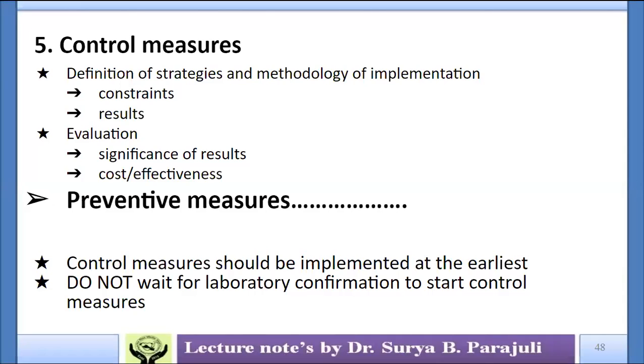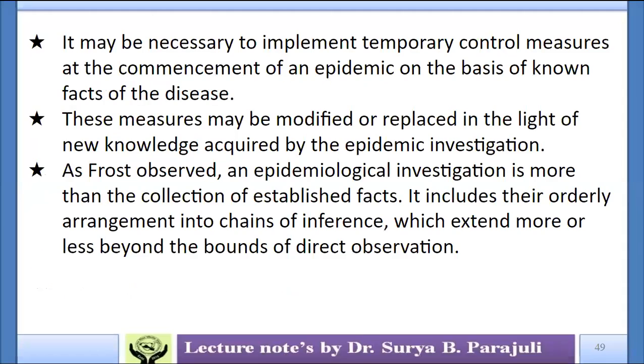Do not wait for laboratory confirmation to start control measures. If you have any suspected case of COVID-19, please isolate them. Do not wait for the PCR test. So this is the lesson for you, for us. It may be necessary to implement temporary control measures at the commencement of the epidemic on the basis of known facts of the disease. The measures may be modified or replaced in the light of new knowledge acquired by the epidemic investigation. I already told you this.